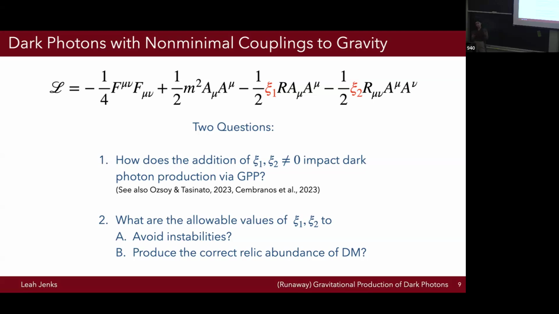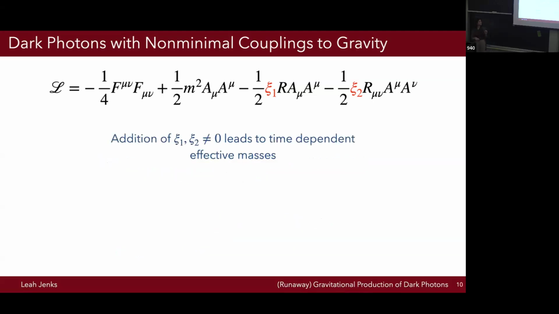And then the second question is, having determined this, what are the allowable values of C1 and C2 such that we can avoid potential instabilities in the theory and produce the correct relic abundance of dark matter? So this is what I'll be focused on for the rest of the talk.